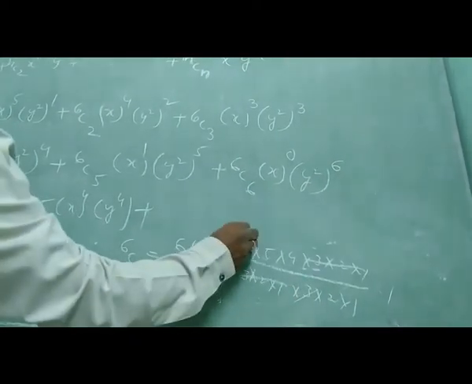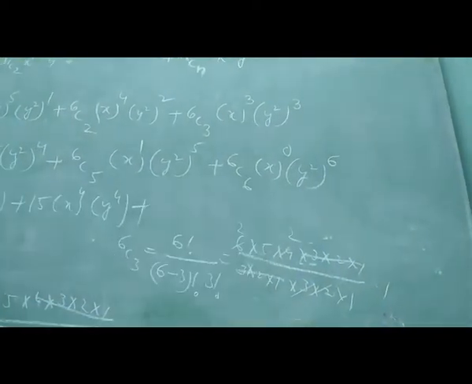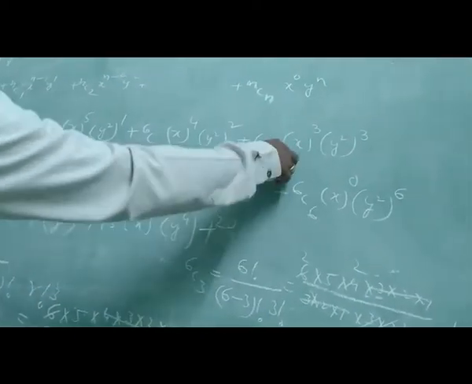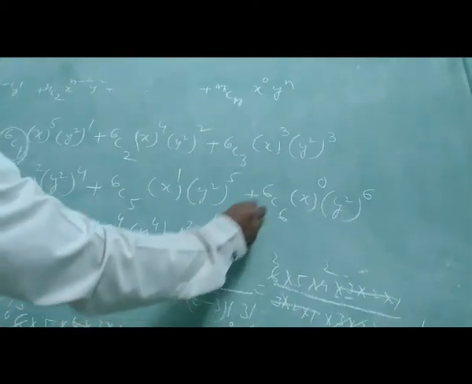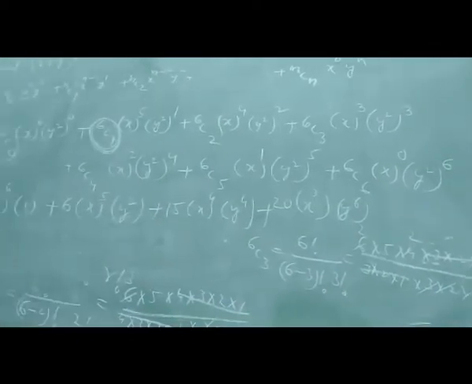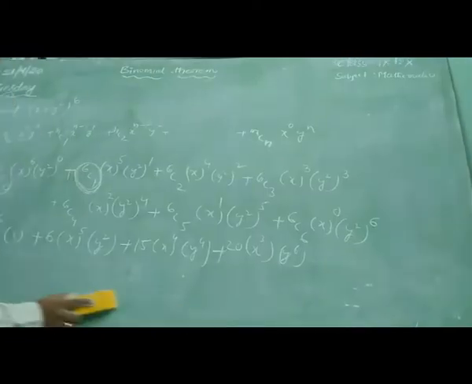3 times 2 times, 2 times 2 times. So 2 5s are 10, 10 2s are 20. So 6C3 is 20, 20 into x cube y to the power of 6. So like this you can find the remaining coefficients by using the formula nCr.